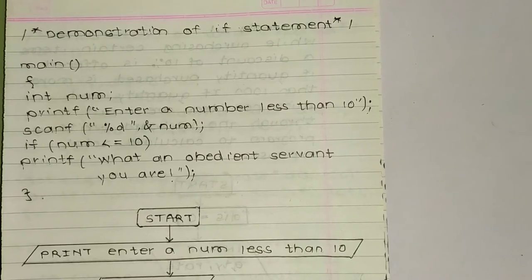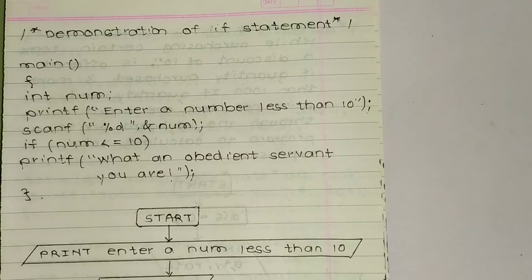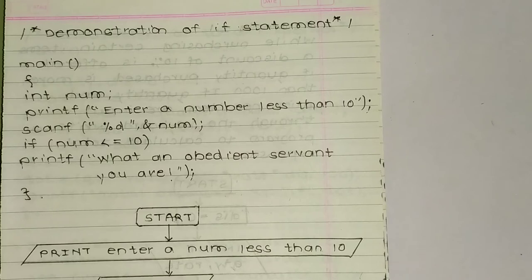Now if num is less than or equal to 10, so here it is comparing num with 10. Now printf, "What an obedient servant you are". So here we are printing that you have entered a right number which is less than 10. So it is a demonstration of if statement. So this was the program for demonstration of if statement.